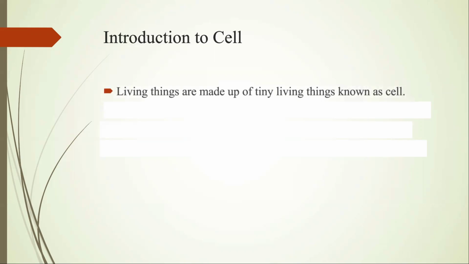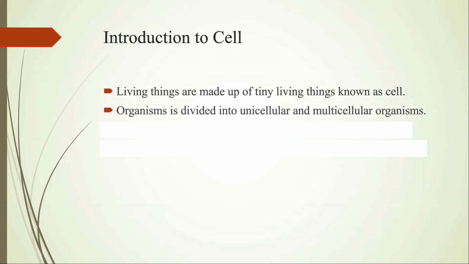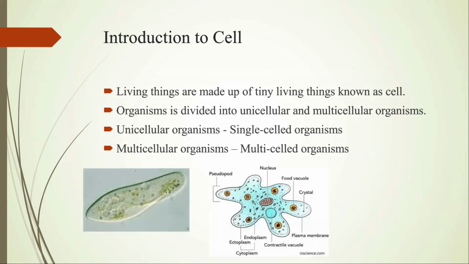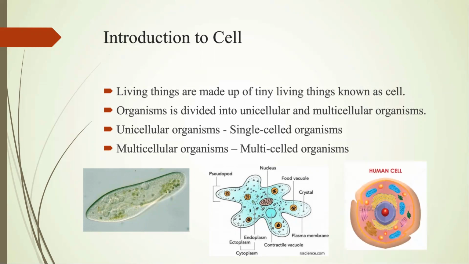So living organisms are made up of tiny living things known as cell. Organisms are divided into unicellular and multicellular organisms. So unicellular organisms, as the word suggests, is nothing but single-celled organisms, whereas multicellular organisms is nothing but multi-celled organisms. Paramecium and amoeba are examples of unicellular organisms, whereas we humans are examples of multicellular organisms.